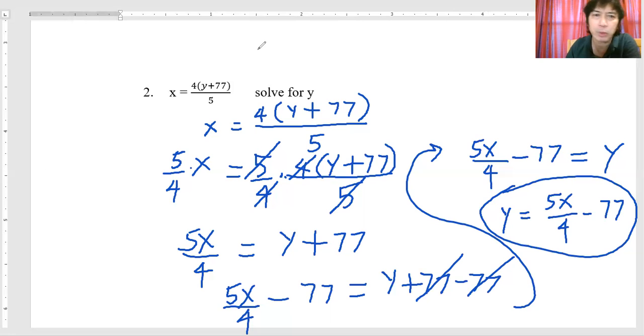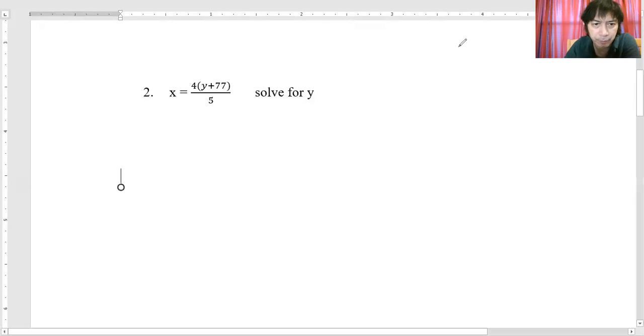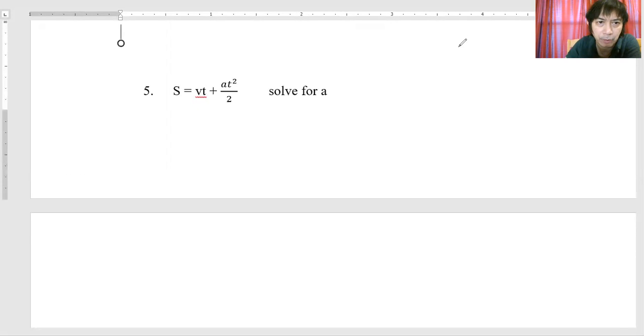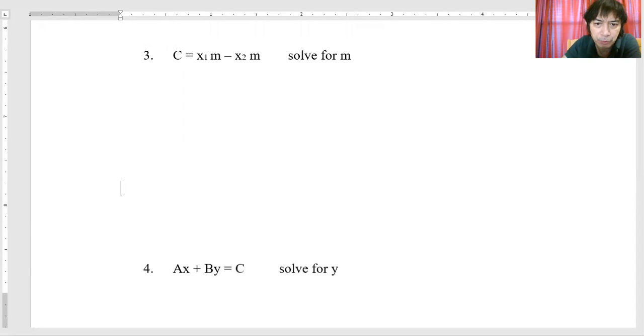All right, so this is number 2. Let's continue with the third. I hope you're learning from this. Let's do number 3 over here. Here's number 3. We have an equation C equals x1 times m minus x2 times m. Solve for m.